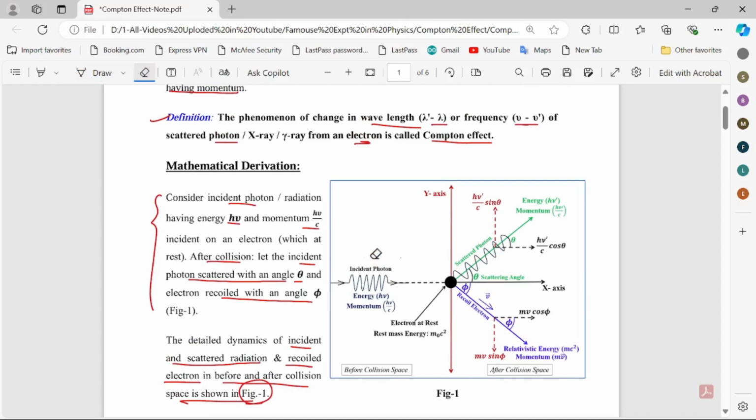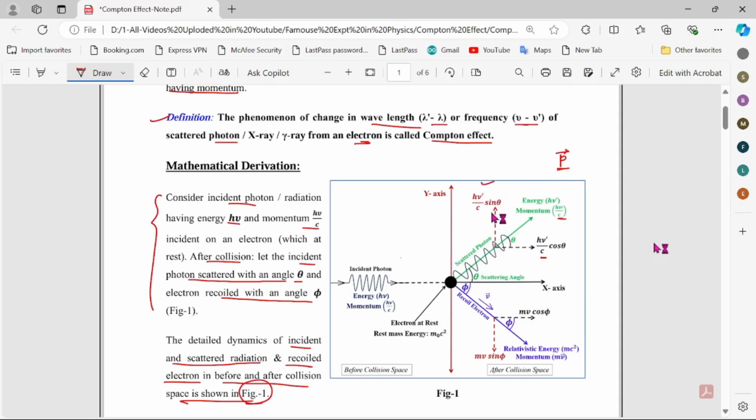So here you can see after scattering, the photon moved along this direction and the electron moved along this direction, with the scattered photon at an angle theta with the x-axis, and the electron at an angle phi with the x-axis. Then this momentum, h mu dash by c, is a vector quantity. We know that momentum is always a vector quantity. If so, it will be resolved into two components. Along the x-axis it will be h mu dash by c cos theta. Along the y-axis it will be h mu dash by c sin theta.